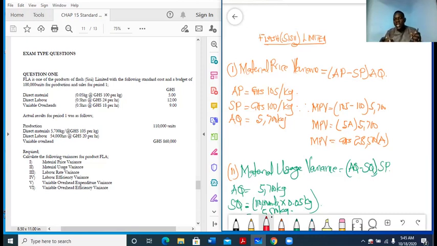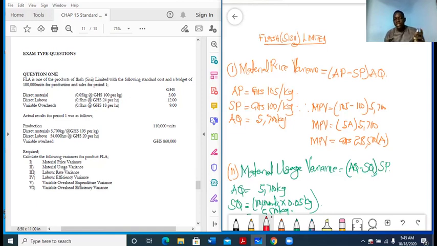Good. So for material price, we look at the difference between actual price and the standard price. For material usage variance, we are looking at how much quantity of materials we actually used as against what we should have used, measured at the standard price. Now, our actual quantity used was 5,700.